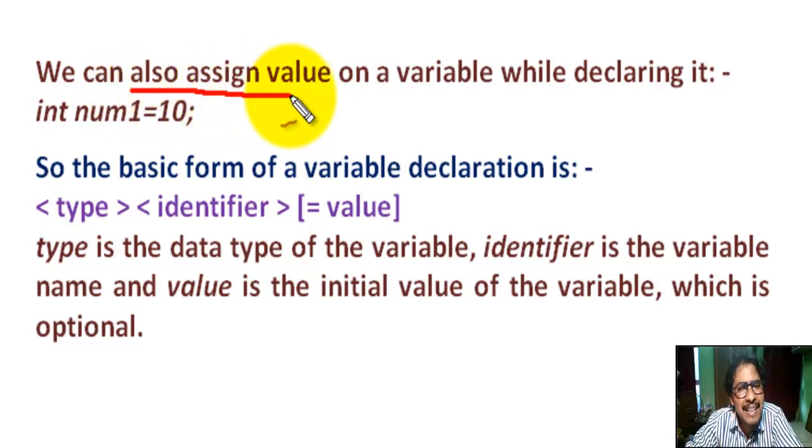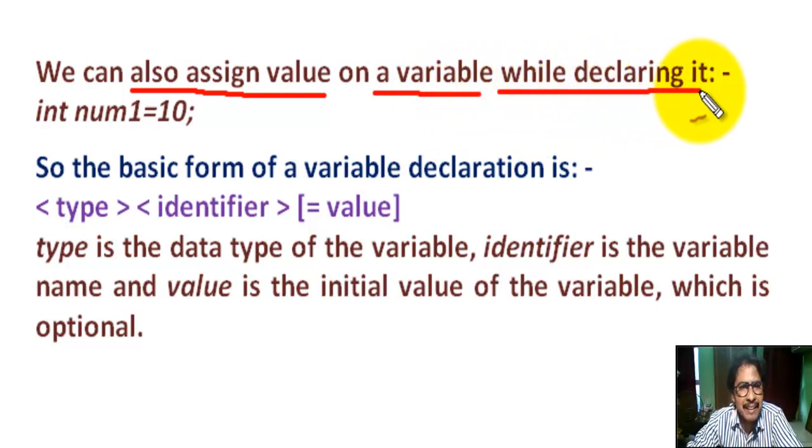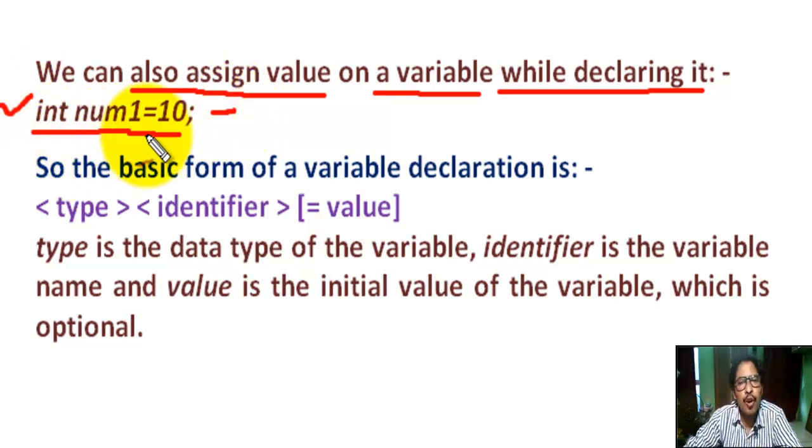Now we can also assign a value to a variable while declaring it in the same line: int num1, this is the variable, equal to 10 semicolon. In this way we can also assign a variable. Okay.